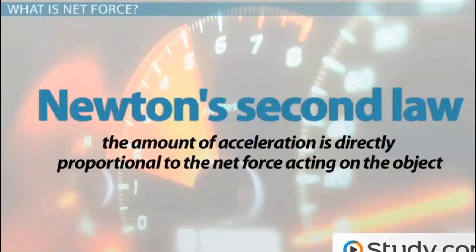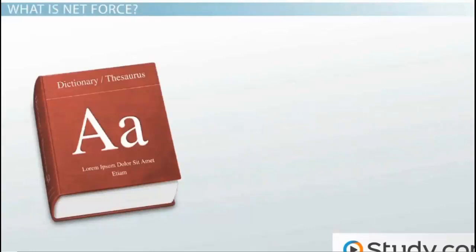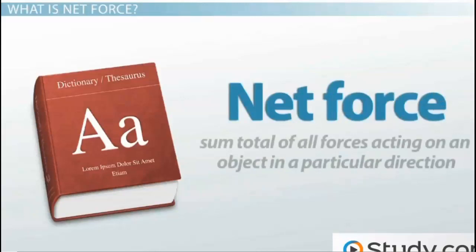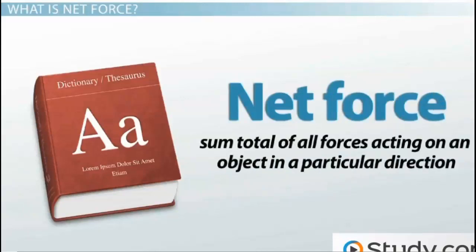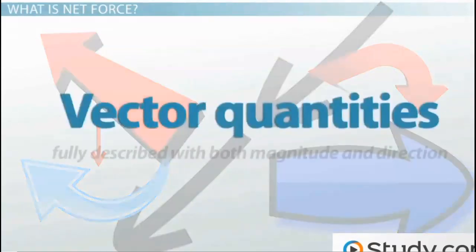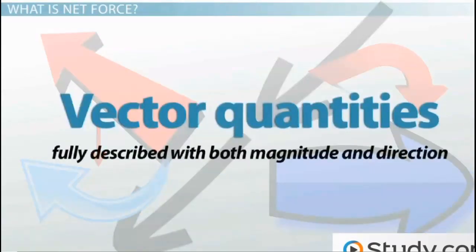Notice that Newton's second law states that the amount of acceleration is directly proportional to the net force acting on the object. Well, what is net force and how do we calculate it? Net force is the sum of all the forces acting on an object in a particular direction. Since forces have direction, they are vector quantities. Vector quantities are fully described with both magnitude and direction, and they're represented with arrows.